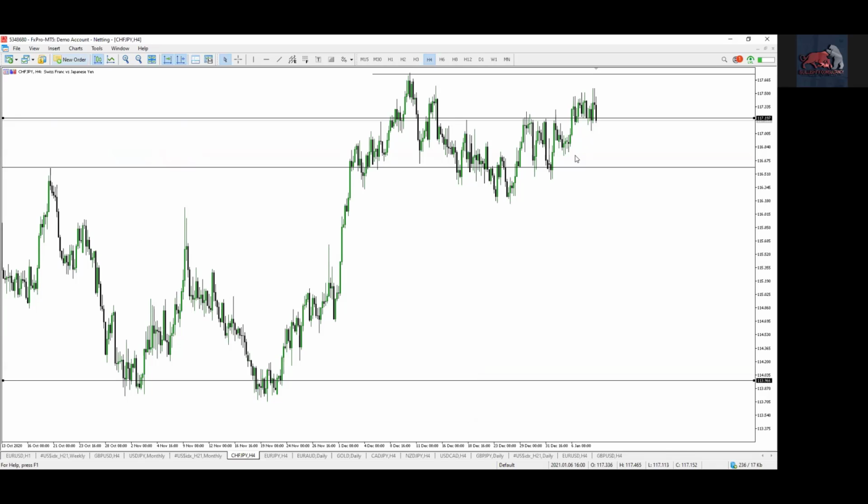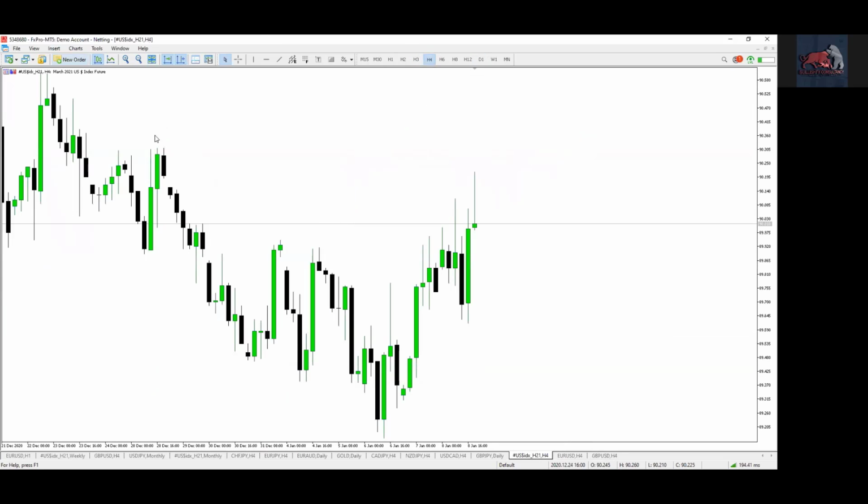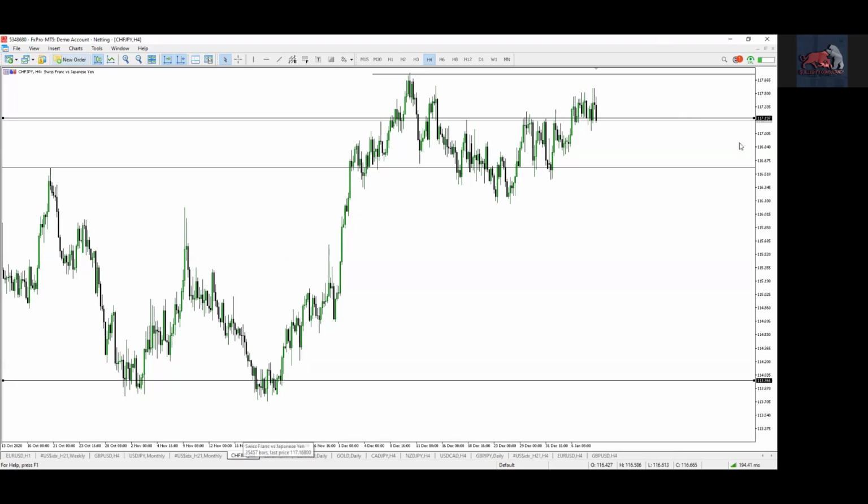You see, already we have seen a rejection on H4 Swiss franc, and when you go to the yen against the dollar, you can see there was strength to the upside. So the sellers on CHFJPY might hold their ground, meaning price is going to push to the downside all the way to 116.57.